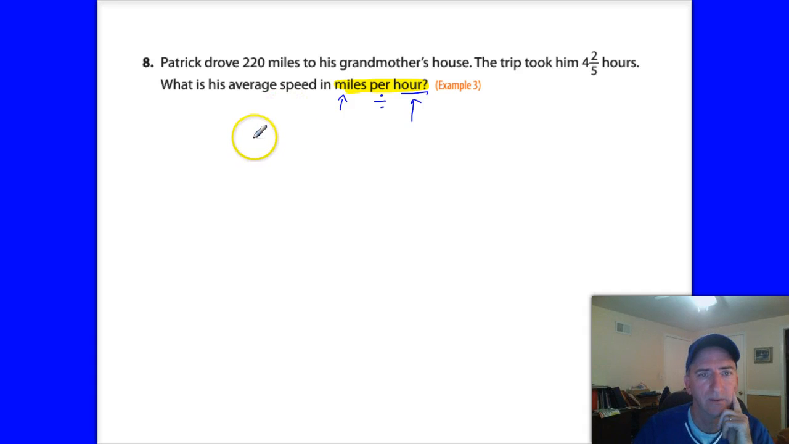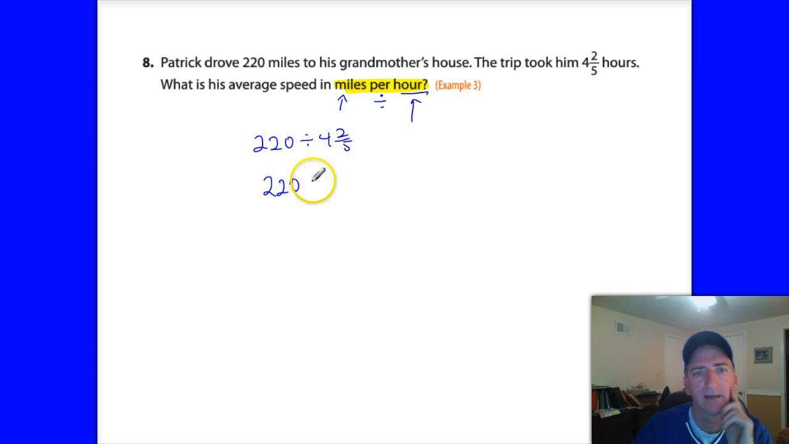All right, so you got 220. Simple for us if we've done our previous work. 220 divided by 4 2/5. Okay, so again, you should know that you can't divide the mixed number, so we need to change that. 5 times 4 plus 2 is 22 over 5. Keep, change. 220 over 1 times 5 over 22.